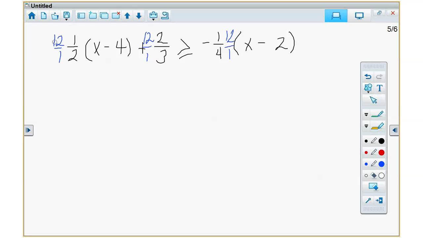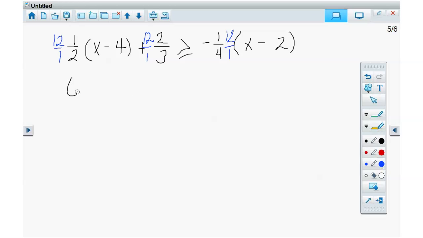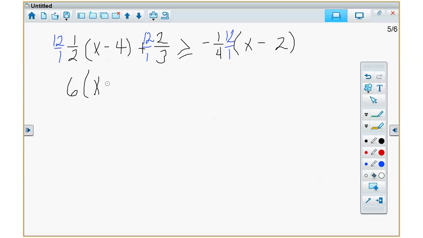All right, what's 12 divided by 2? 6. And what's 12 times 2 divided by 3? 8. And then what is 12 divided by 4? 3. All right, now finish it.